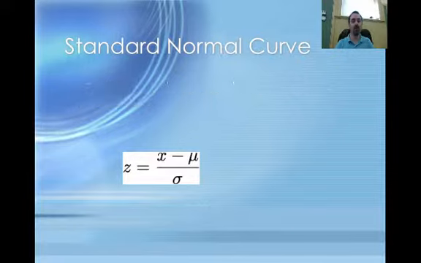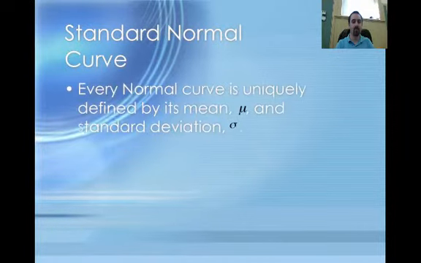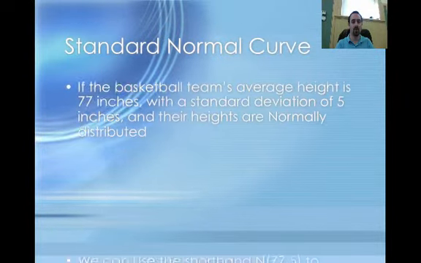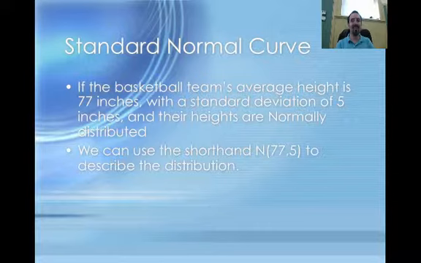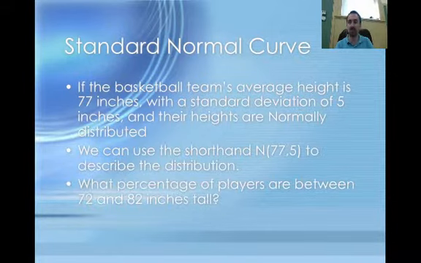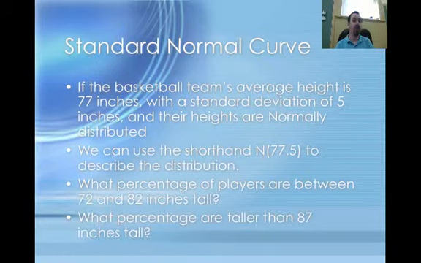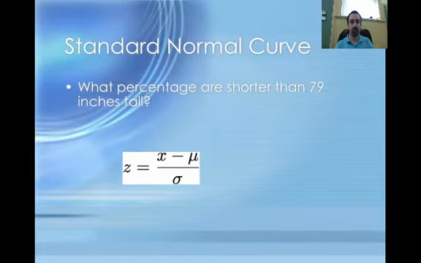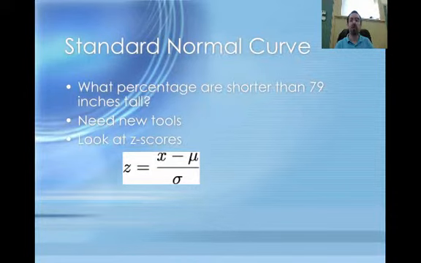Now 79, if we go back, 79 is less than 1 standard deviation to the right. Okay, so we can't use that 68, 95, 99.7 rule. So we need new tools. What we're going to do is start by looking at the z-score.